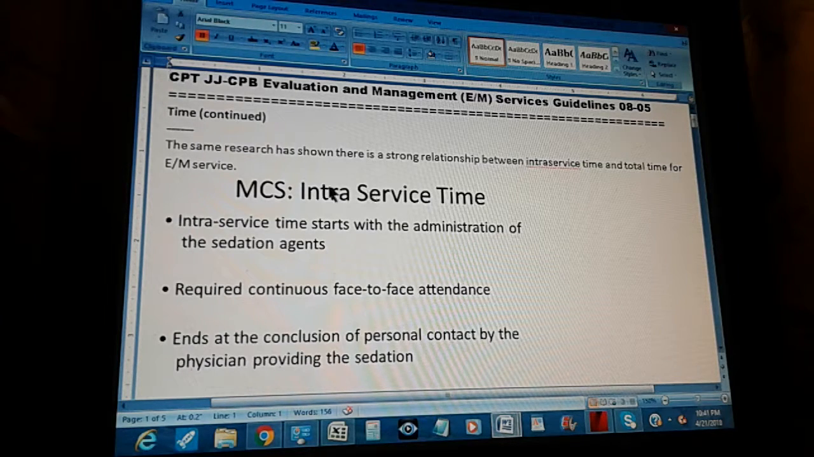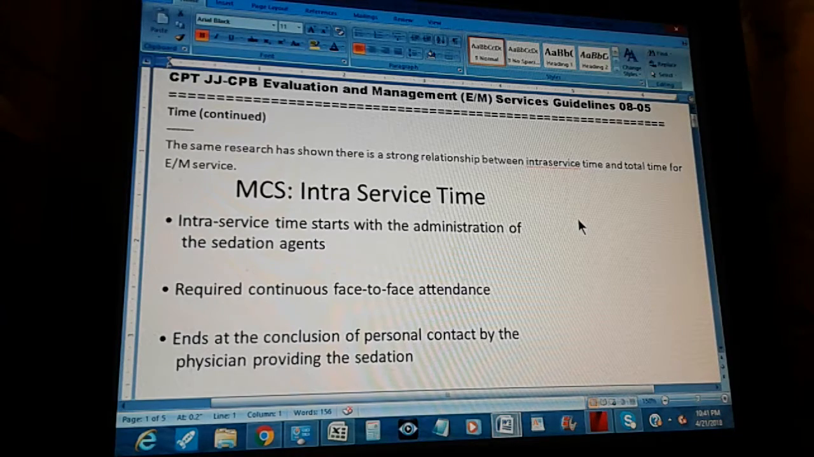And to understand what intra-service time is, we have a little explanation there, a little graph or a few points, a list of what is intra-service time. You can read that. Okay, so that's our theory for today, and now we're going to do a problem.